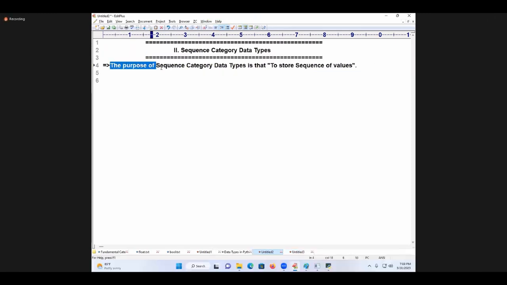The purpose of sequence category data types is to store which values? Right. Now I am saying, after the announcement is over, why is discussion required? Any part here?